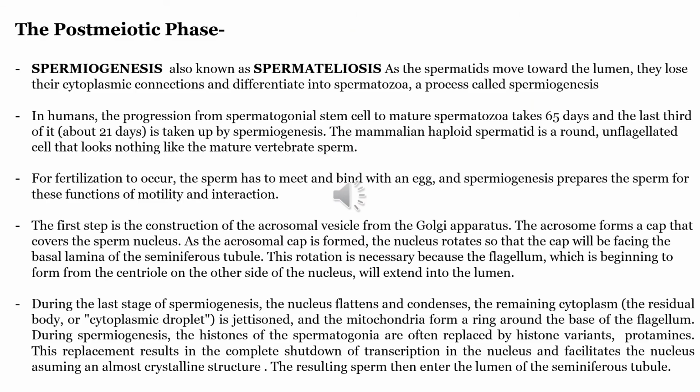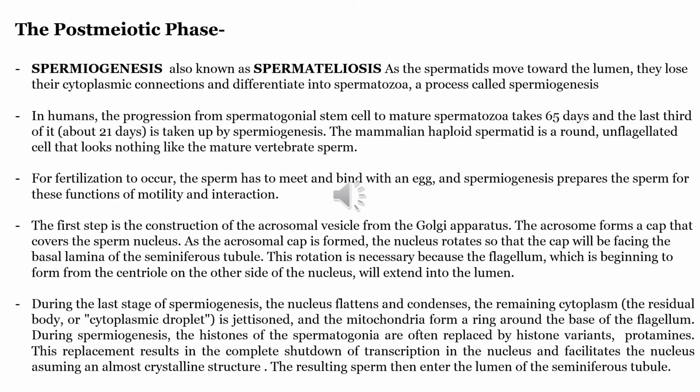Now the last phase of spermatogenesis is the post-meiotic phase. That means the phase which takes place after meiotic division. This is known as spermiogenesis, or it is also known as spermateliosis. Fine. And in this, there is a major change in the spermatid morphology, and a non-motile spermatid gets converted into a motile spermatozoa or sperm.